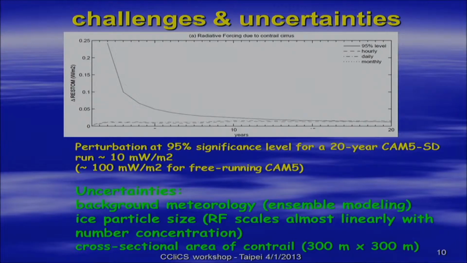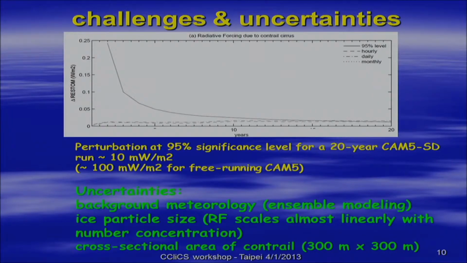As I showed earlier, for young contrails, the diameter of ice particle is about 10 microns, but it's not exact. And we found out if you choose a slightly smaller number, you can up the radiative forcing almost linearly by number concentration. Third is actually the cross-sectional area of contrails.